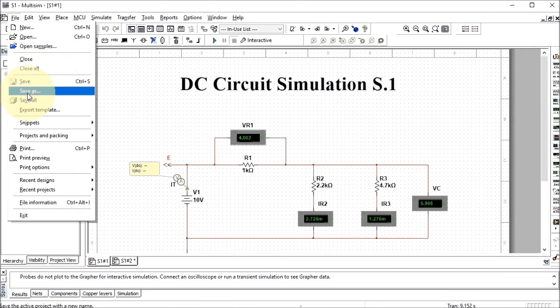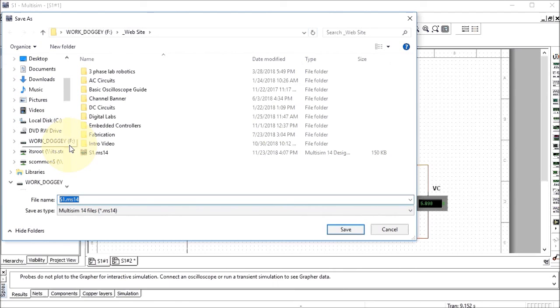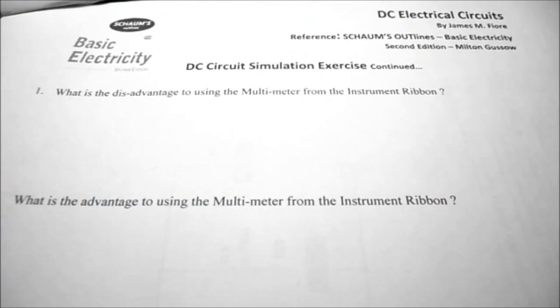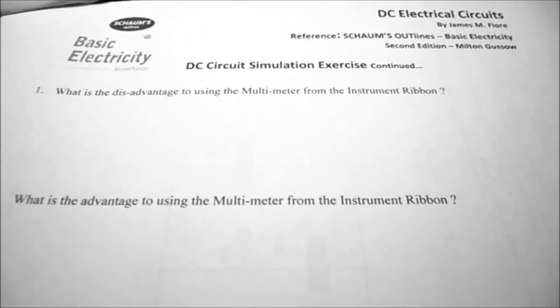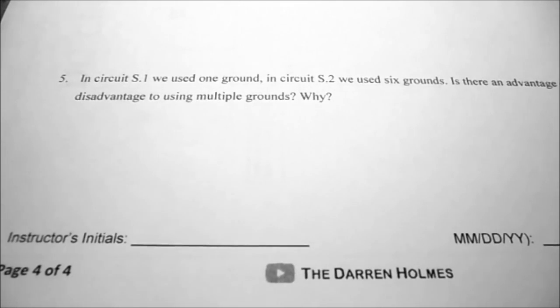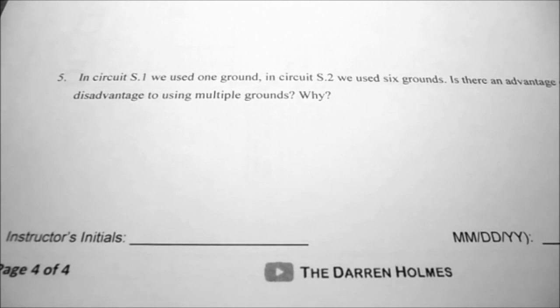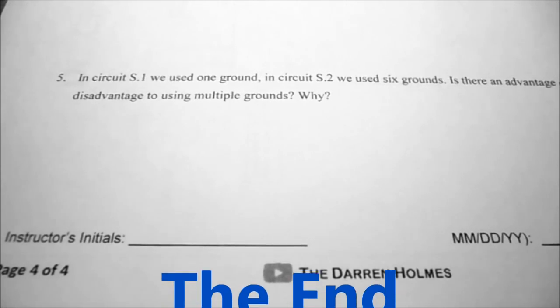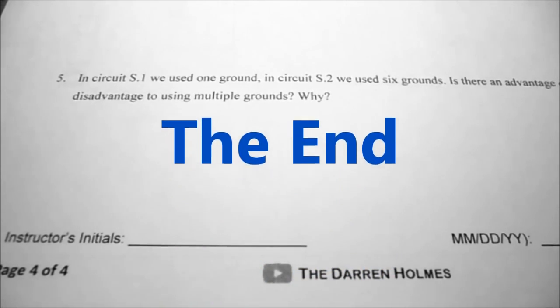I went to File, Save As, and I saved my design as S1, and it's a .ms14. And as you can see, there are 5 questions for you to answer based on your simulation and observations made during this exercise. And if your instructor has assigned this as a lab, please make sure you leave your simulation running on the screen and show it to your instructor so that they can initial your lab to indicate that it is complete.